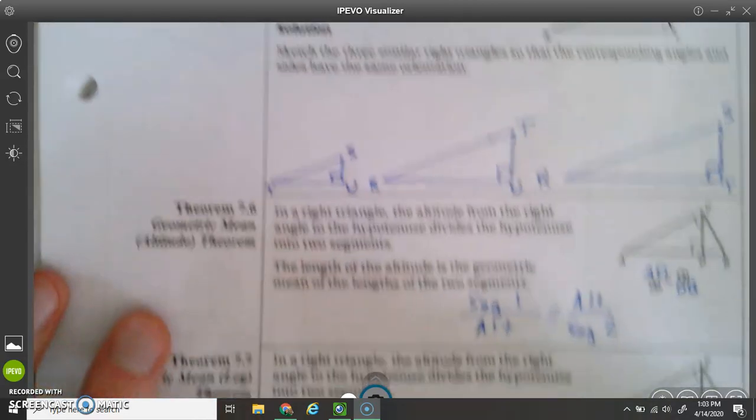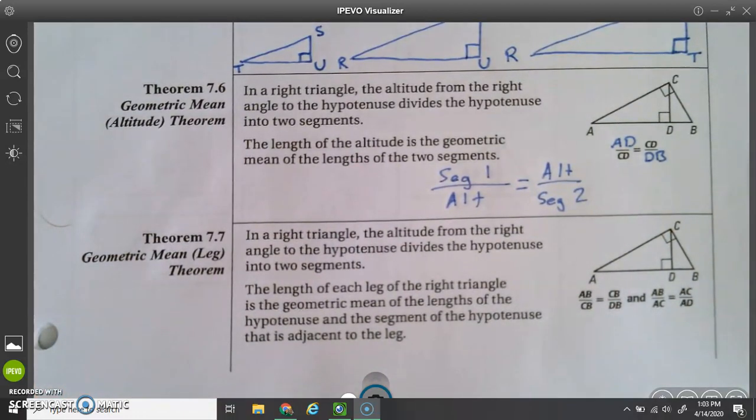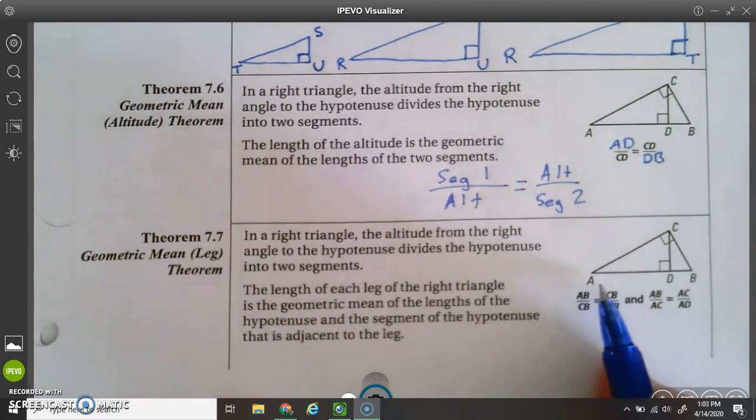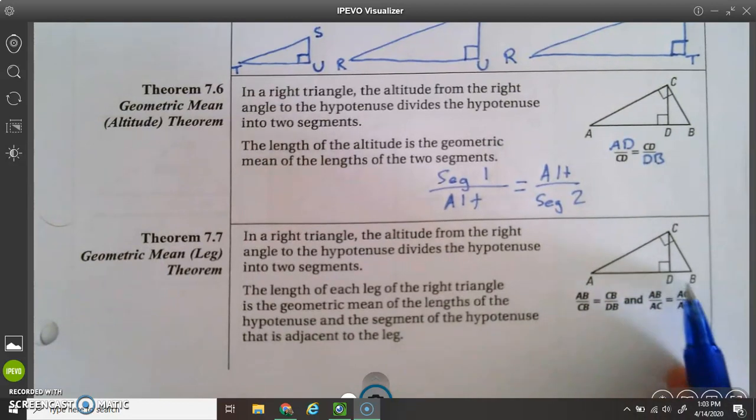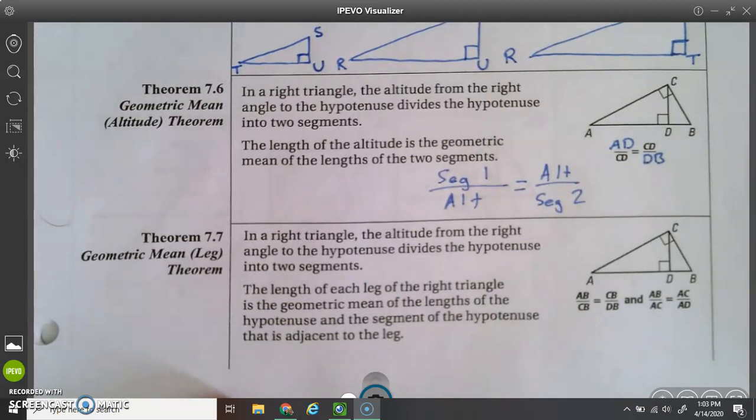So applying this here in the bottom, in a right triangle, the altitude from the right angle to the hypotenuse divides the hypotenuse into two segments. So we call this segment 1 and segment 2. The length of each leg of the right triangle is the geometric mean of the lengths of the hypotenuse and the segment of the hypotenuse that is adjacent to the leg.